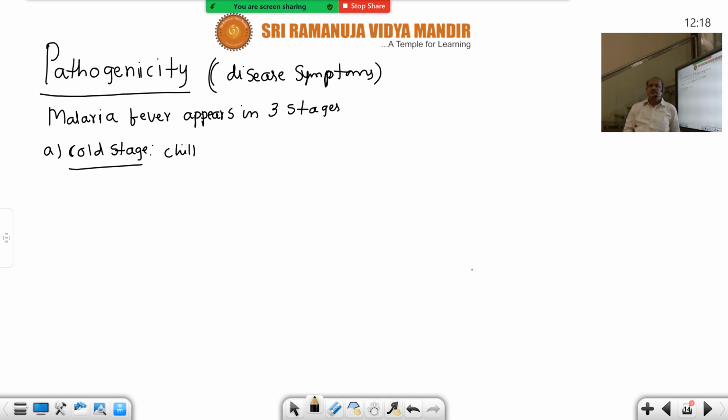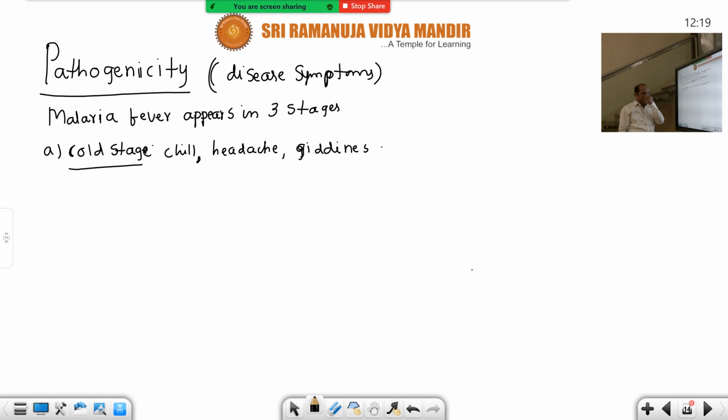You cover with rugs or blankets like that, it's of no use. Such shivering occurs. So in the cold stage: chill, headache, and giddiness. Write down the symptoms carefully. These are the 3 symptoms of the cold stage.